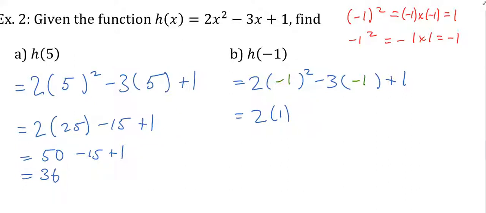Whoops, not equals. Exponents first, right? BEDMAS, do exponents first. Then multiply. Negative 3 times negative 1 is plus 3, plus 1. And you get 2 plus 3 plus 1. I saw a lot of people have 6, so that's awesome.